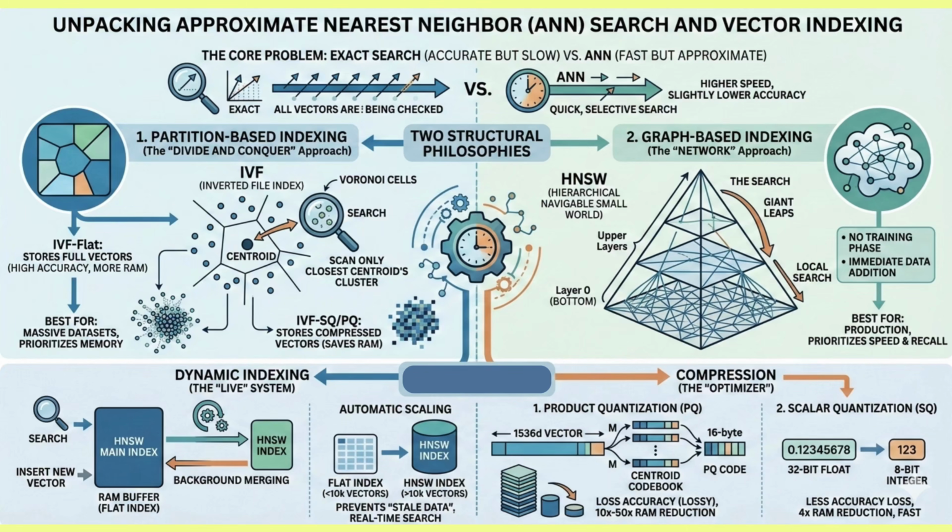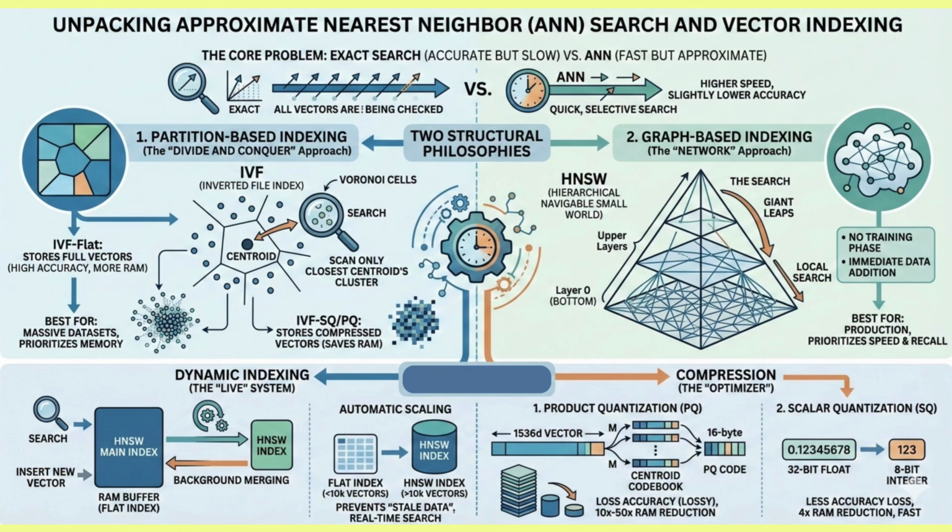So you might ask how vector indexes work. In the world of approximate nearest neighbor search, almost every index follows one of these two structural philosophies, partition-based or graph-based. So first, let's talk about the partition-based indexing. The core idea here is to slice the vector space into distinct regions or clusters. When you search, the system identifies which region your query belongs to and ignores the rest of the map.